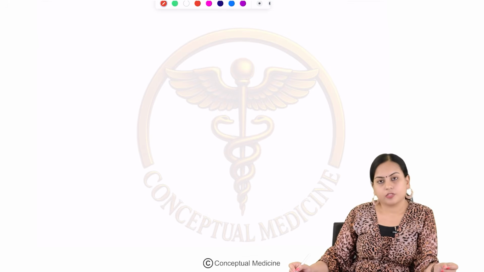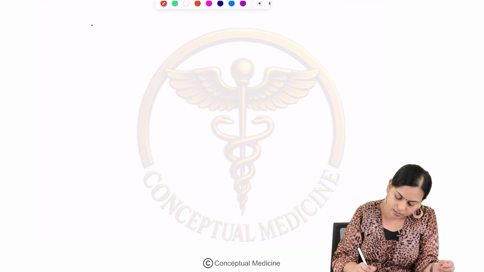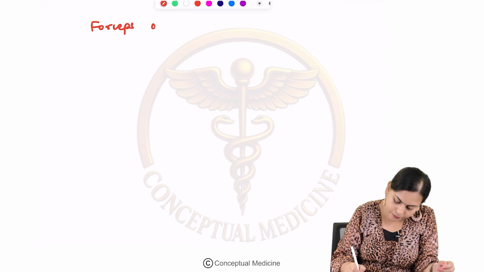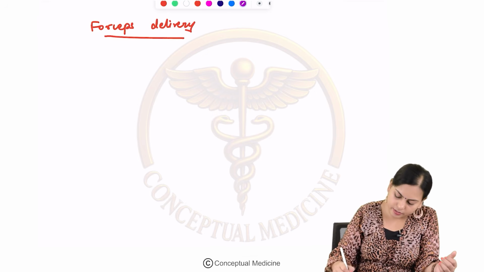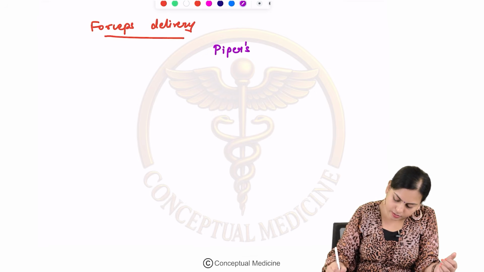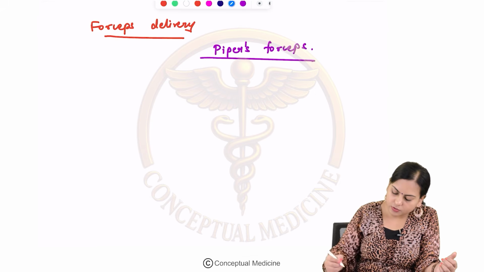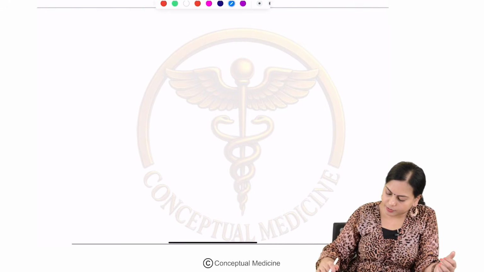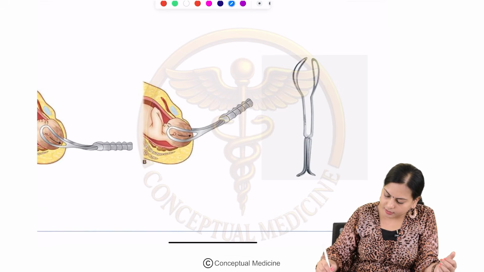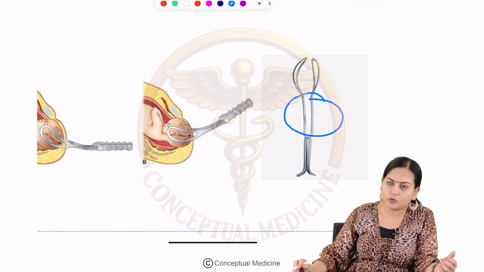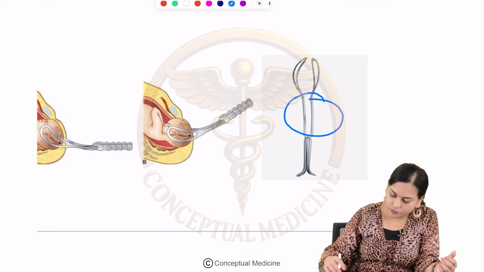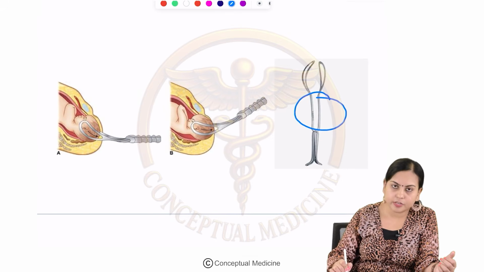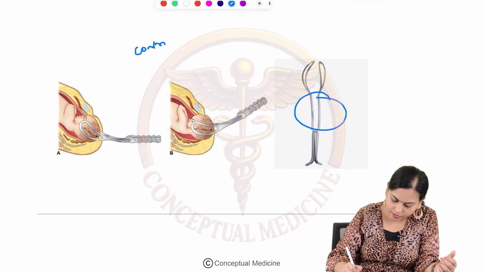Now, there is also another method of delivering the fetal head, which is forceps delivery. For that, we will be using a forceps called Piper's forceps. This has a downward curve. If you see the picture, you will be able to understand. This has a curve that will be able to accommodate the fetal body. With this, we will be giving a controlled traction.